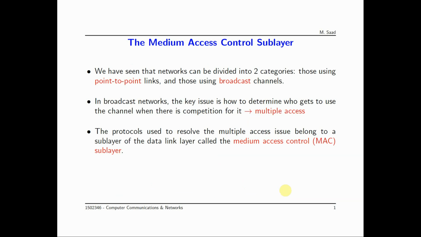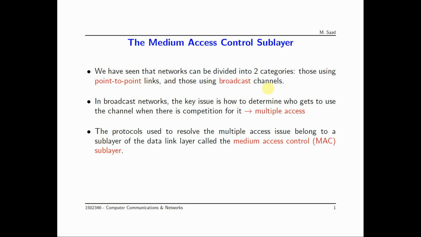So in the introduction, we know that we have two types of networks. In general, we can classify networks into two general categories: point-to-point networks that use point-to-point links, and broadcast networks that use broadcast links or broadcast channels. What is a broadcast network? It is a network in which all stations are using the same communication medium.